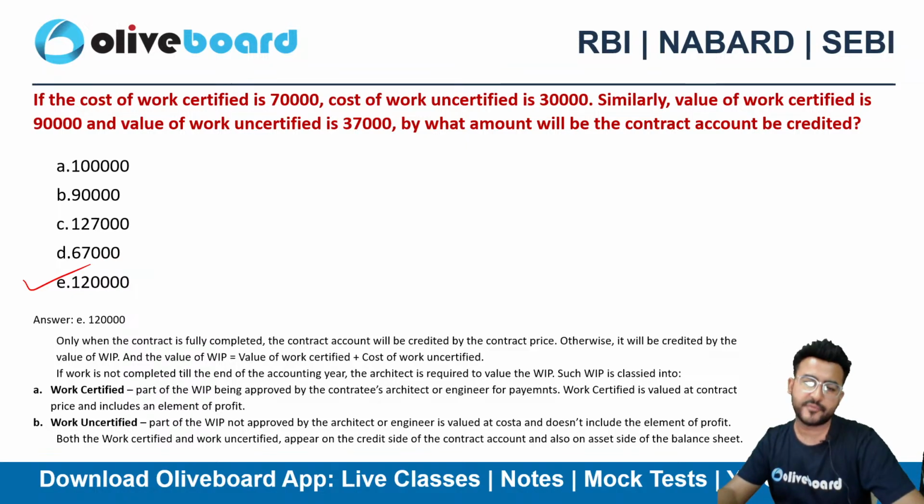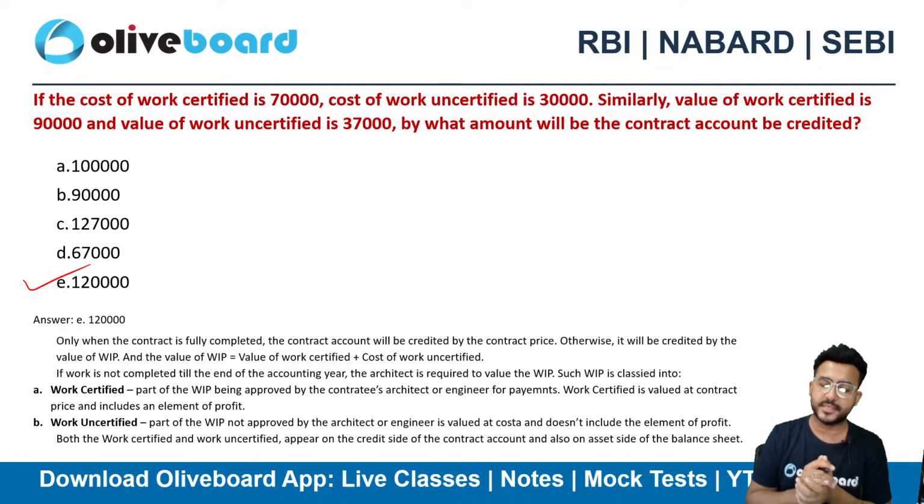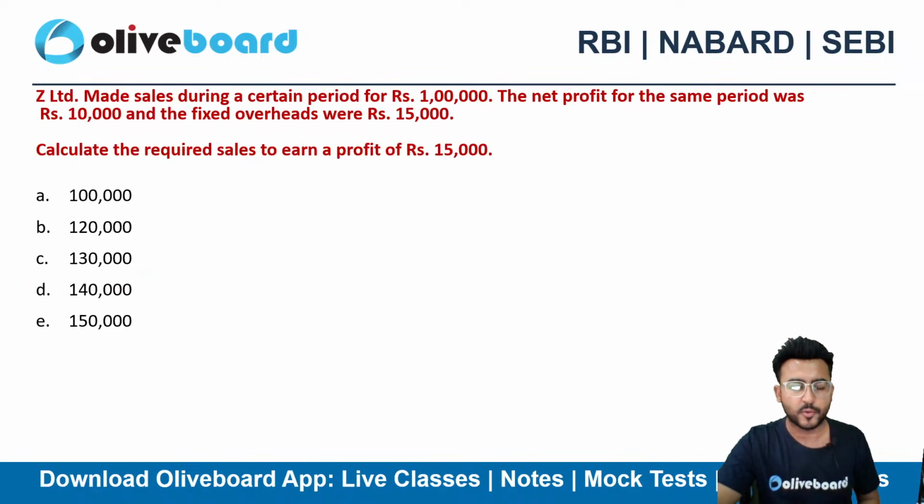Okay, work certified will always be taken at cost plus profit, that is value, and work uncertified will always be taken on the basis of cost. I hope it's clear now.